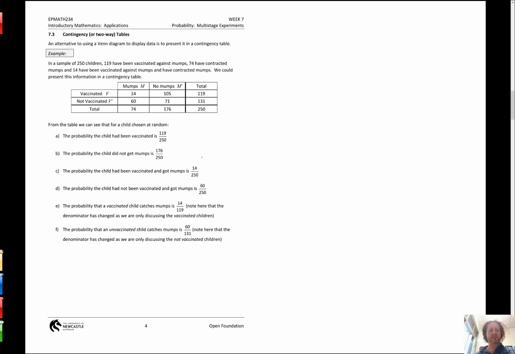Question D, the probability that the child chosen at random had not been vaccinated and got mumps. 60 of them. Out of how many? 250. Now, what makes the next bit conditional? The probability that a vaccinated child catches mumps. If we're only talking about vaccinated children, how many are there? 119. Out of 119, how many of them caught mumps? 14 of them got mumps, 105 didn't.